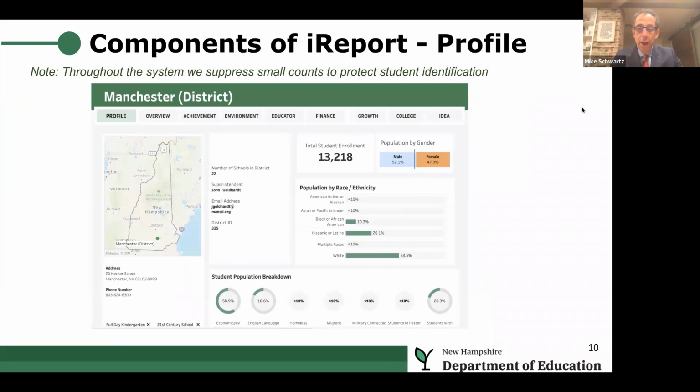And the primary way you move around iReport or iExplore is through these tabs at the top of the page. Here, just as I was showing you before, the different types of information on the report card for a school or district are along these tabs. You can click on any tab to find information about the achievement of students, about the educators in Manchester School District, and about the amount of money that's spent per student and how it's broken down.